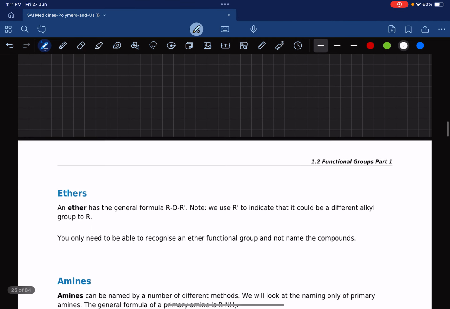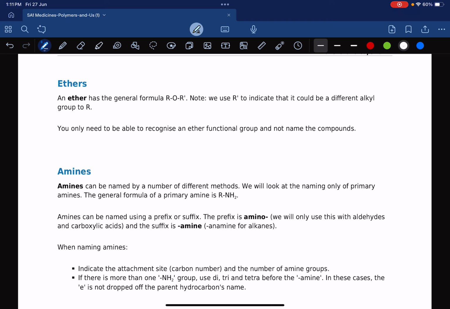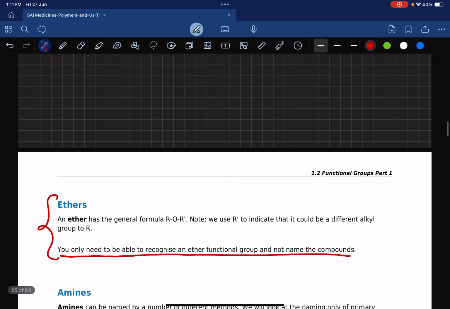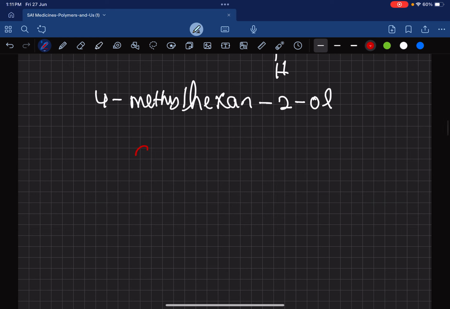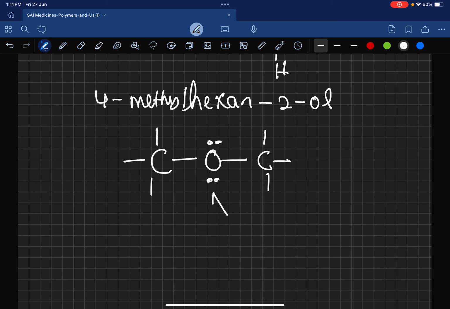And there is another functional group, the last one, ethers. Let me just explain ethers. It is not really important for you to know this. It says here you only need to be able to recognize an ether functional group, but not name the compound. You don't have to name it. You just need to be able to recognize it. So an ether functional group is basically when there is an oxygen linking two carbons together. When there's an oxygen linking two carbons together, that's called an ether group.